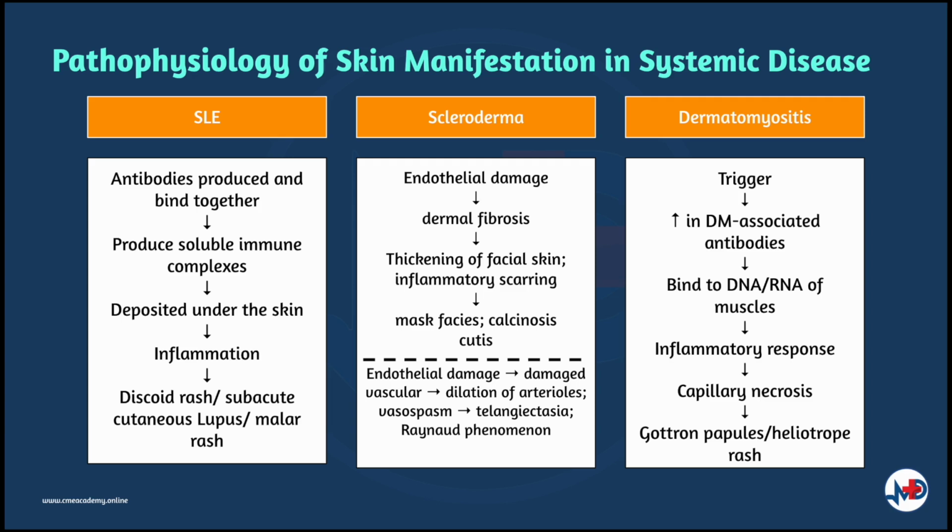Vasospasms cause Raynaud's phenomenon. Dermatomyositis is caused by triggers that increase dermatomyositis-associated antibodies which bind to DNA or RNA in muscles. This leads to an inflammatory response and capillary necrosis, which present as Gottron papules or heliotrope rash.